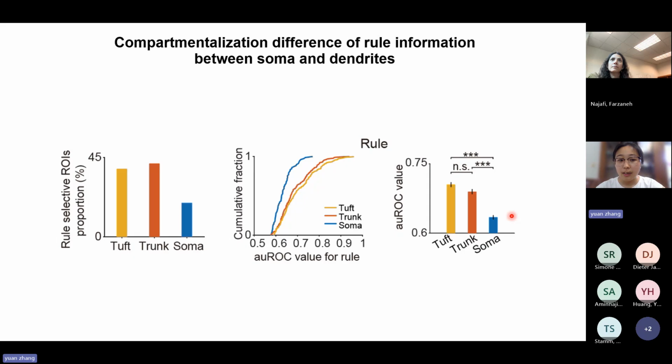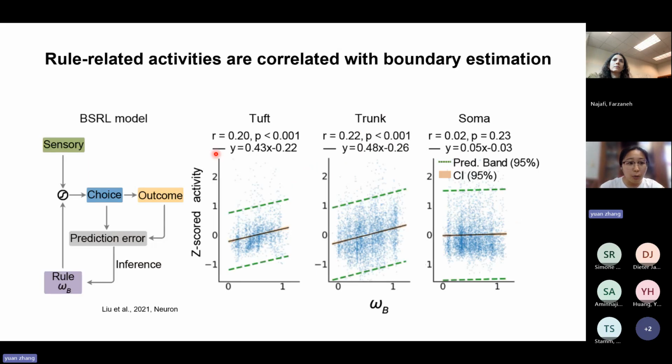And then we want to know what is that dendritic rule information? Yes, what the animals think about. So there are some internal variables the animals are thinking. So we fit a BSRL model. It was previously done by our lab member Liu Yanhe, with the same task.